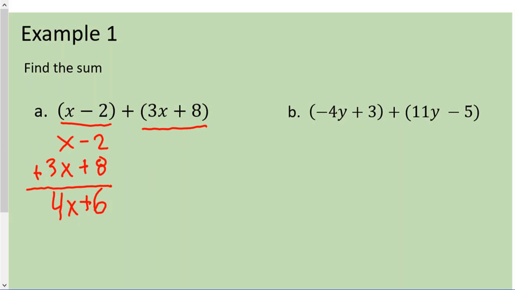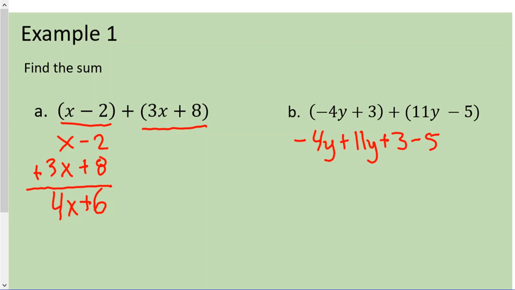For b over here, I'm going to do it a little bit differently, similar to how we were simplifying expressions in our last lesson. I'm going to rewrite this problem and put the like terms next to each other, which will make my addition a little bit easier. So for b, we have negative 4y plus 11y, and then we have plus 3 and minus 5.